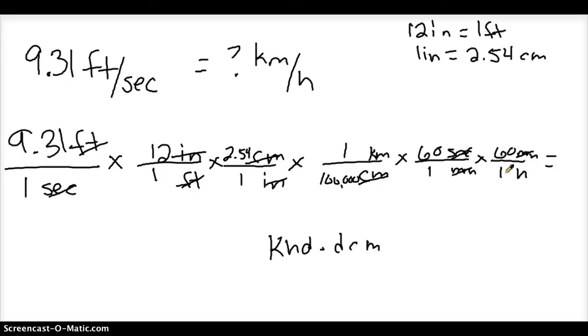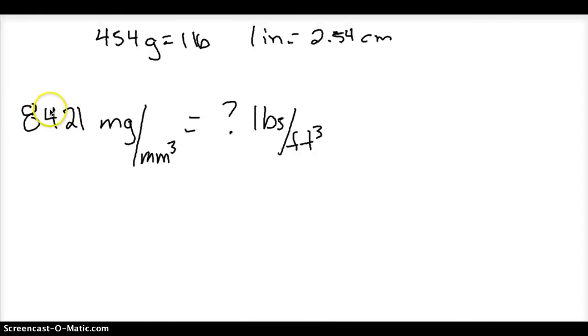We then divide that by everything on the bottom, which just happens to be 100,000. Hit equals. I end up with 10.22 kilometers per hour. Okay, so this is a level 3. Okay, this is a level 4.